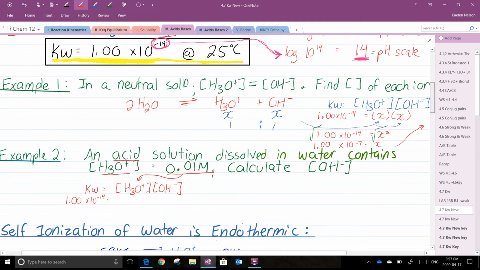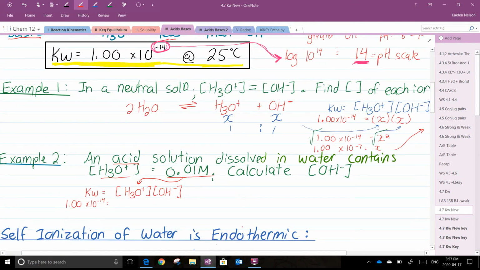It doesn't give me a temperature, so I'm going to assume it's 25 degrees and use 1.00 times 10 to the minus 14. My H3O in my question is 0.01 molar, and my OH minus I can call X, or I can just leave it as OH minus since it's the only variable. My answer comes out to 1.00 times 10 to the minus 12, which is my concentration of OH minus.